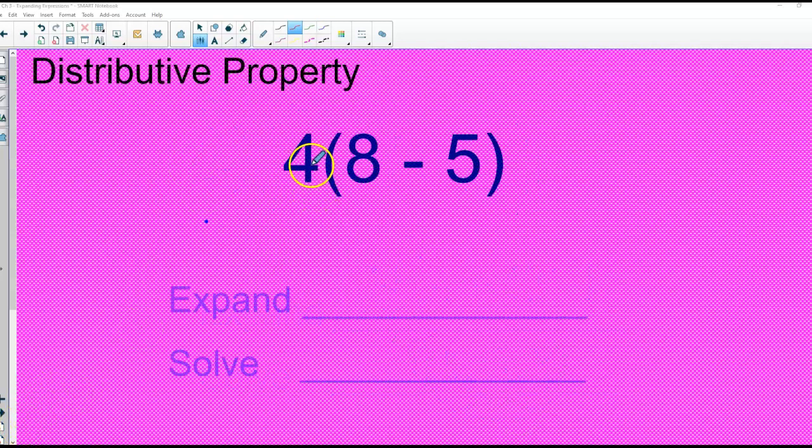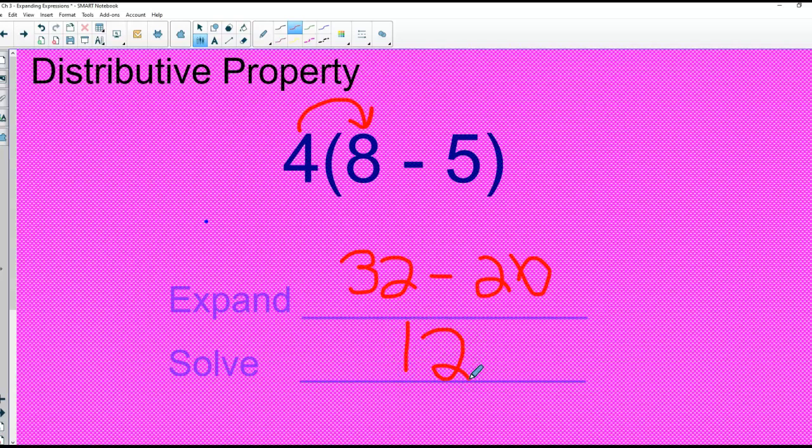Okay, let's look at the next one. So in this problem, when I go to expand, I would take the 4 times everything on the inside. So 4 times 8 is 32. And 4 times 5 is 20. This problem wants you to subtract them. So I've expanded it. Now I'm just going to subtract. 32 minus 20 is going to be 12. Okay? One more like this, and then I'm going to add something to what we're doing.